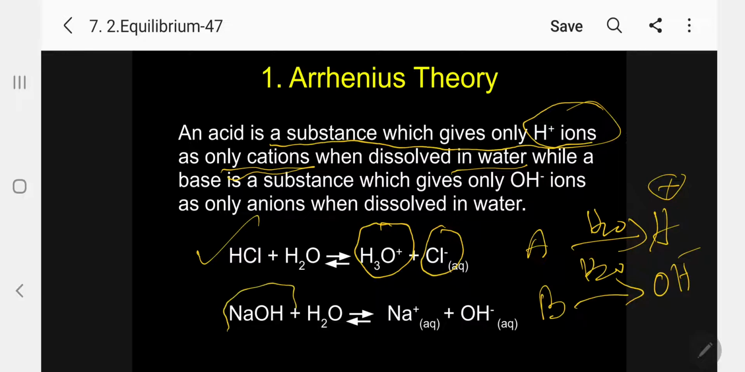If you take sodium hydroxide in water, you get sodium plus and OH minus, aqueous. It is dissolving in water, so OH minus is supplied. Aqueous means water solution of OH minus. Please follow, this is important. So according to Arrhenius, an acid is a substance that donates H plus as a cation in the presence of water. A base is a substance that donates OH minus as an anion in water. Okay.